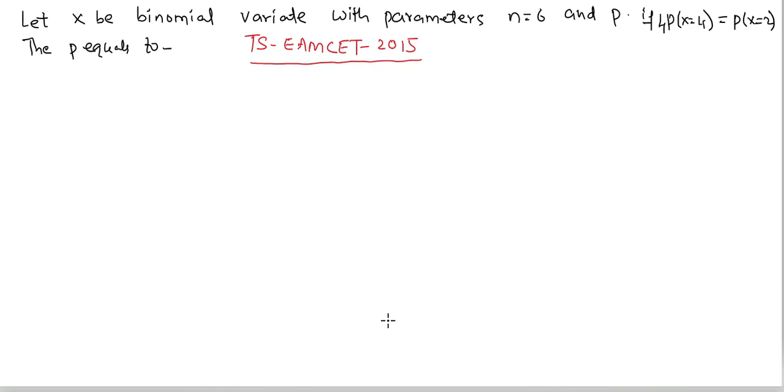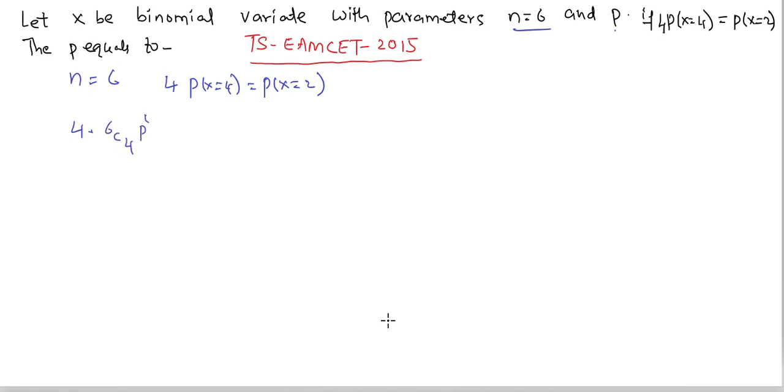Let capital X be a binomial variate with parameters n is equal to 6 and P. If 4 into P of X is equal to 4 is equal to P of X is equal to 2, then P is equal to dash. Here n value is given, that is n is equal to 6, and 4 into P of X is equal to 4, that is equal to P of X is equal to 2.